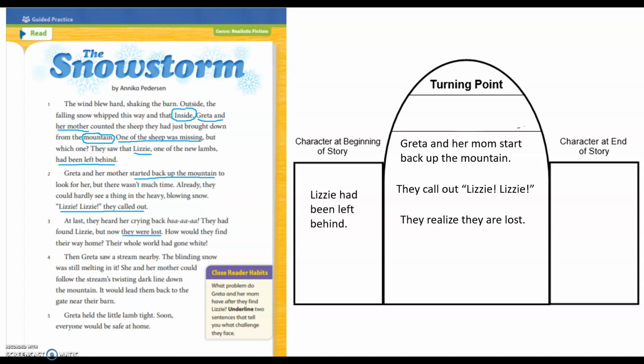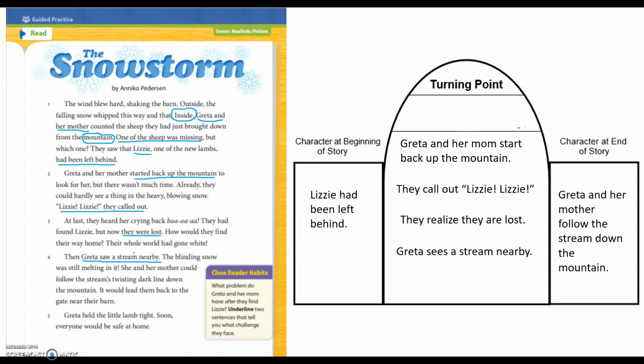So let's identify how they react to their new problem of being lost. We know that Greta sees a stream nearby. Seeing this stream was able to solve their problem. How was the problem solved in the end? Greta and her mother follow the stream down the mountain.